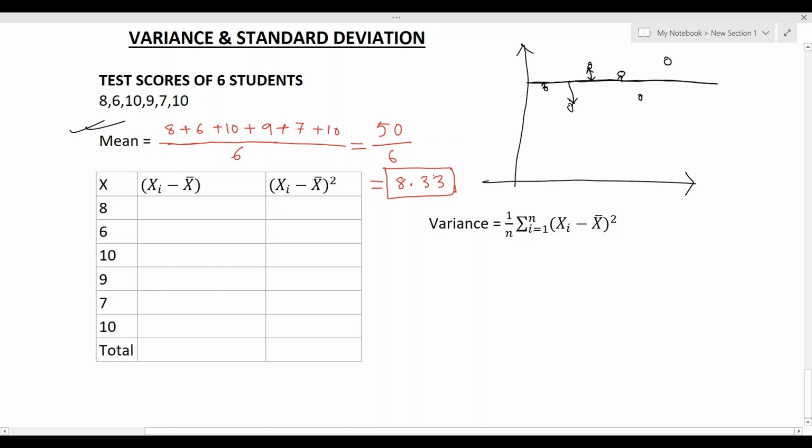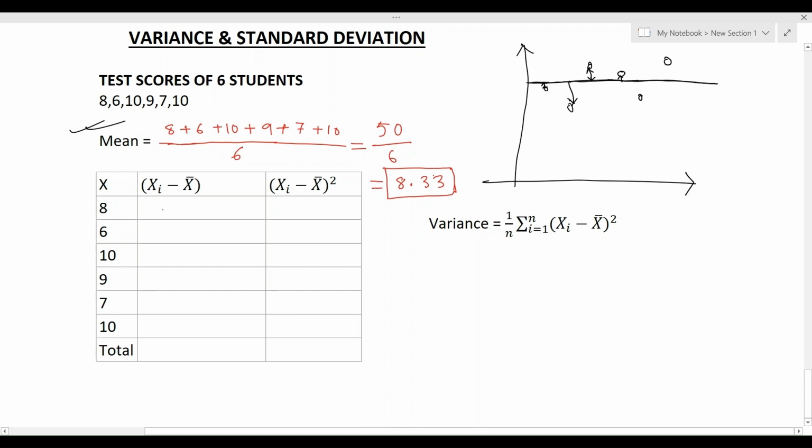So to calculate the variance, the first step is to calculate the mean, which is already calculated here. Here we have applied the simple formula of the arithmetic mean, that is sum of all the observation divided by the number of observation. Here we have 6 observation, so the number of observation is 6, and in the numerator we have the sum of all the observation. We got the mean as 8.33.